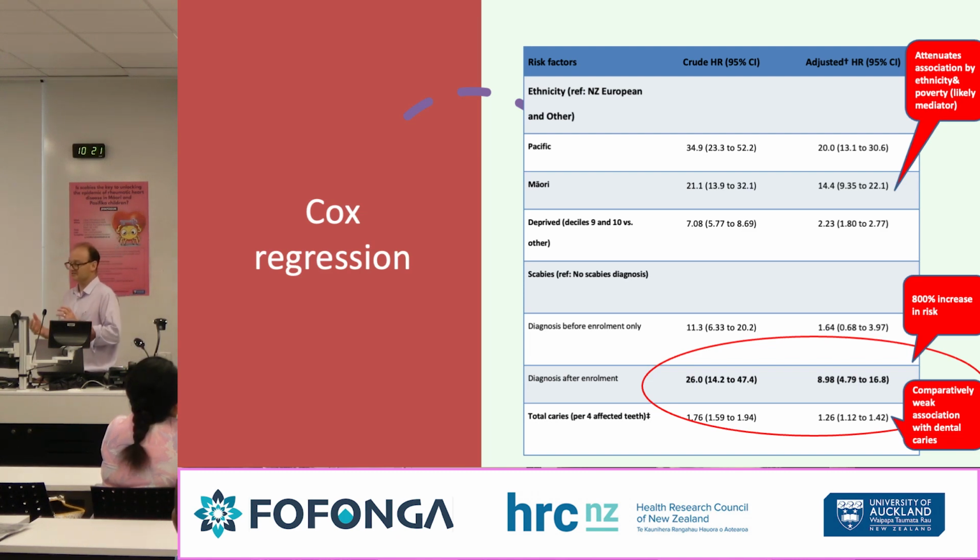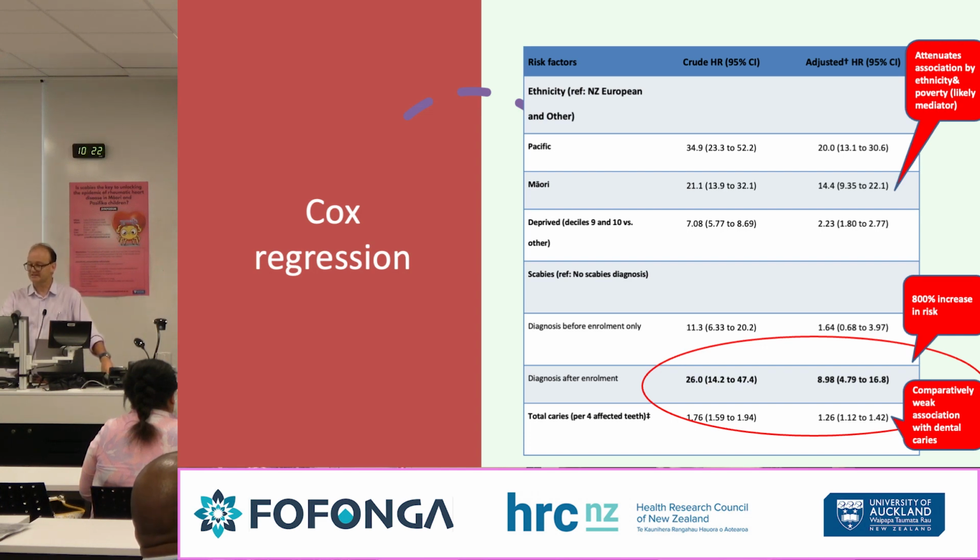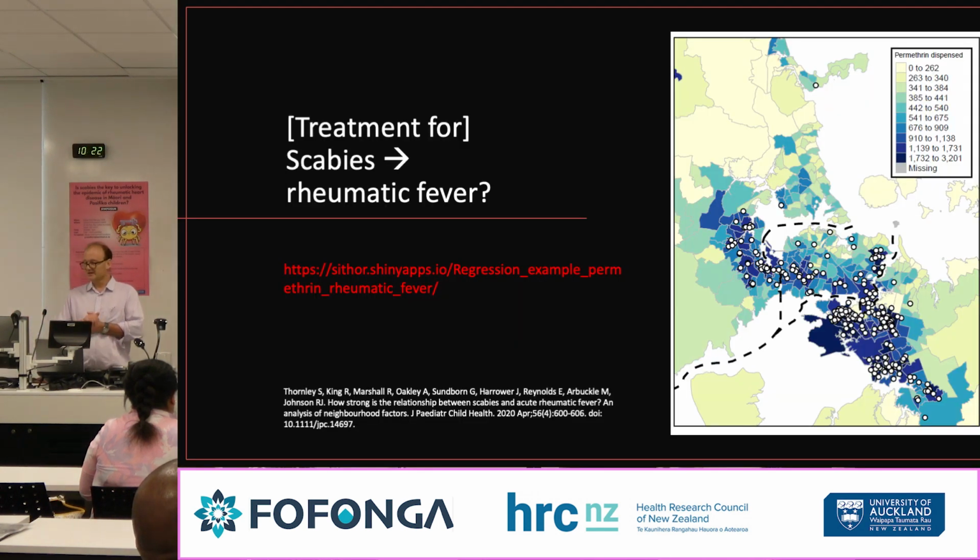And so in contrast to what we saw with the rotten teeth, we saw a very strong association, so a 26-fold difference comparing scabies after to no scabies. And we also saw that once you put this scabies term in the model, the very, very strong association that you see with ethnicity is attenuated, which suggests that scabies may be a mediator. Okay, so that was published, didn't get a lot of interest apart from in the Australian rheumatic fever community.